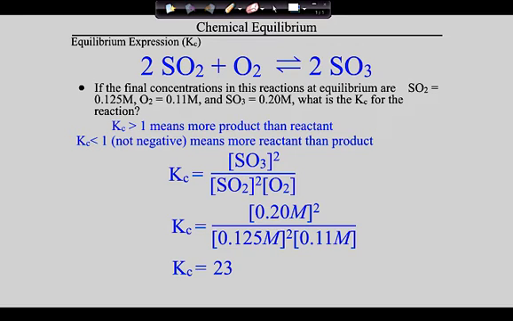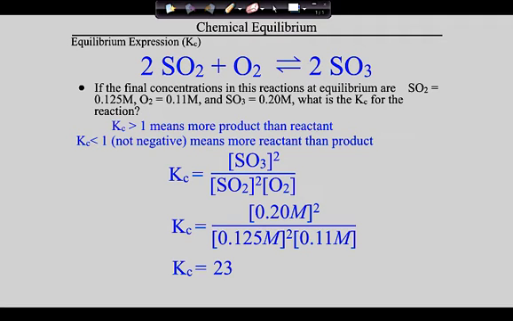So Kc value is greater than 1, more product. Kc value is smaller than 1, more reactant. But guys, think through this. Why can Kc never be negative? You can't have what? Yeah, you can't have negative molarities. Guys, you can't have less than none.